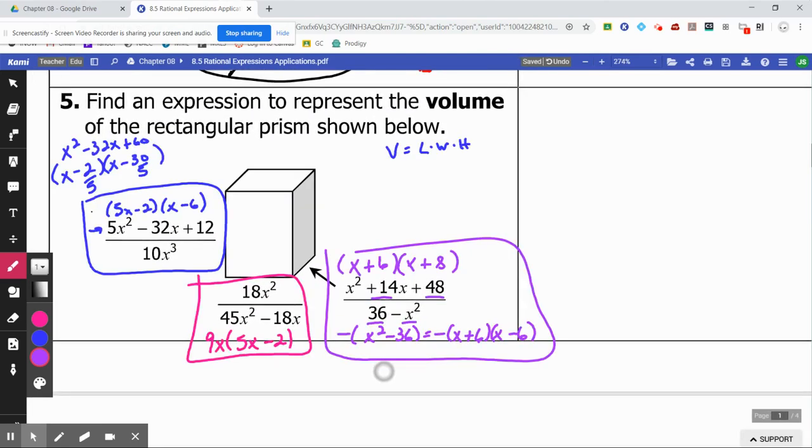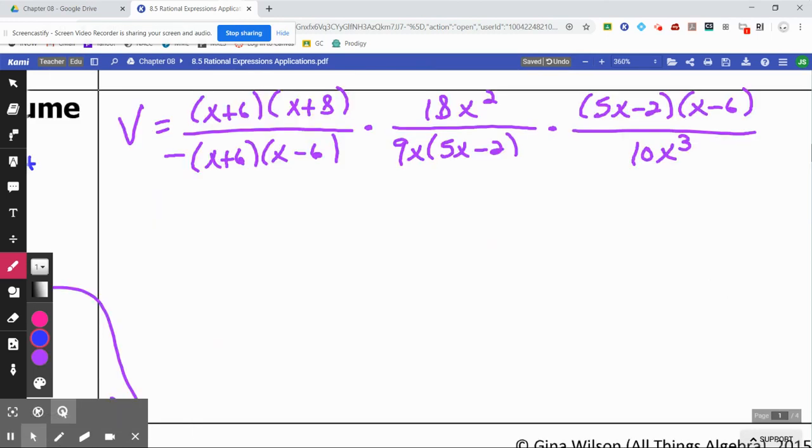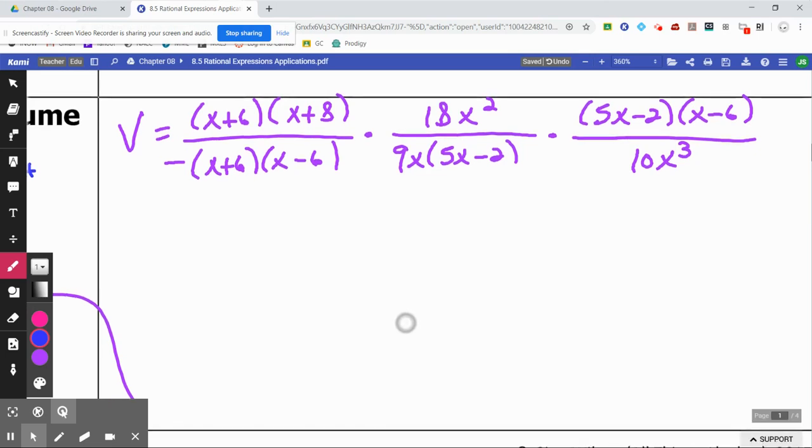It doesn't matter the order, you're just multiplying them all together. So what I'll do is I'll go ahead and copy these over for you. Okay, so here's your volume equals length, width, height. Again, the order does not matter because you're just multiplying. Let's start with our monomials. Our 18 and 9 will cross cancel with a 2 up top.